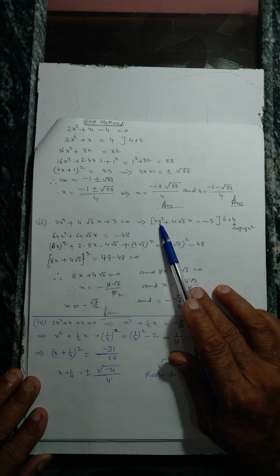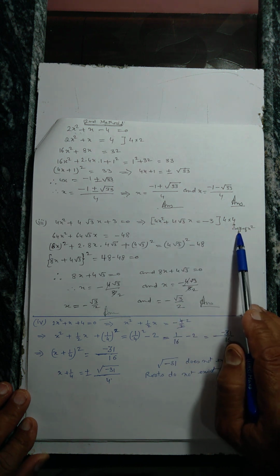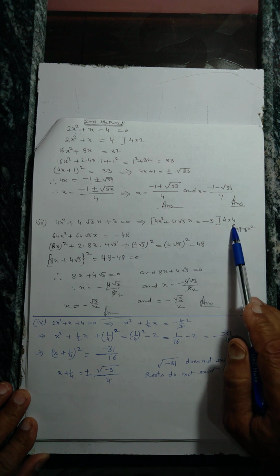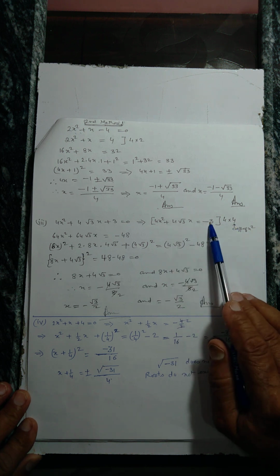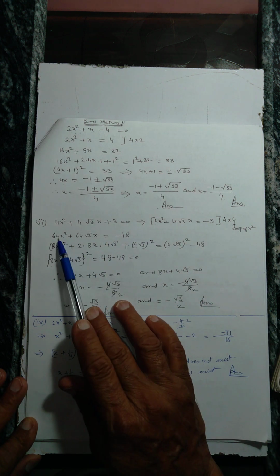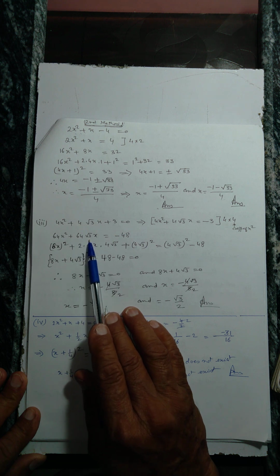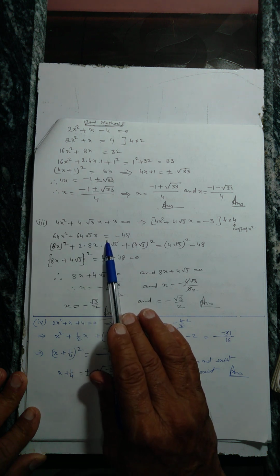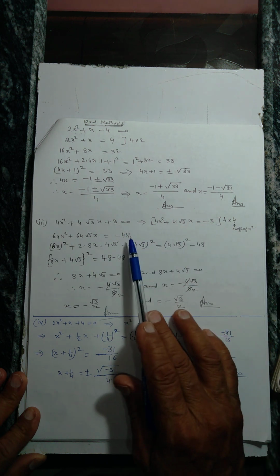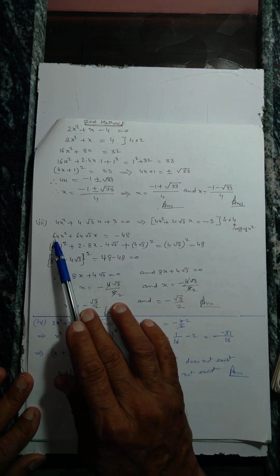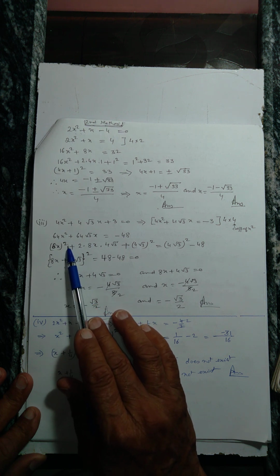What is the coefficient of x square? Here it is 4. So 4 times of the coefficient of x square will be multiplied both sides. So you see that it will become now 64x square plus 64 root 3x equal to minus 48. Means 16 times 3 is 48, so minus 48. This 64x square can also be written as 8x whole square.